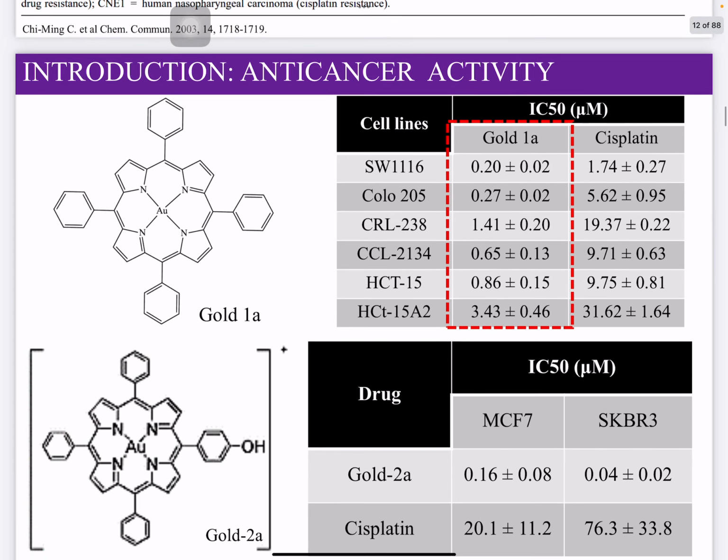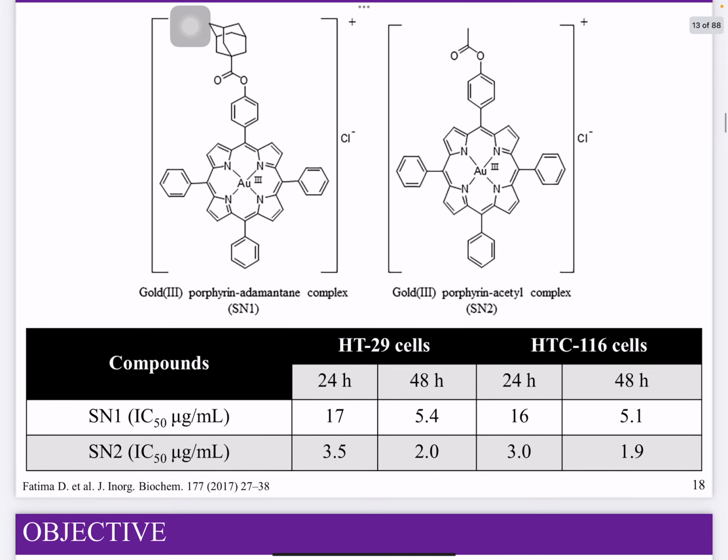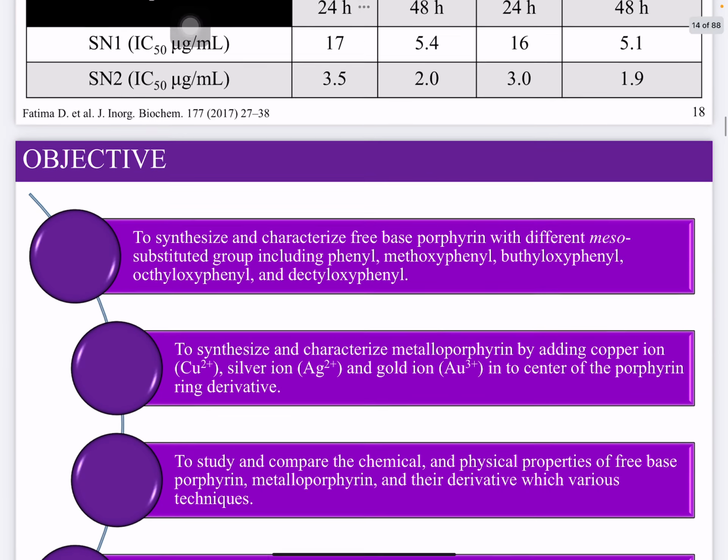Even when we focus on gold TPP and replace one of the para positions with OH to make it easier to dissolve in water, it also shows good IC50 compared with cisplatin. Further studies also explained the benefit of gold porphyrin derivatives in giving a low IC50 to treat cancer cell lines.